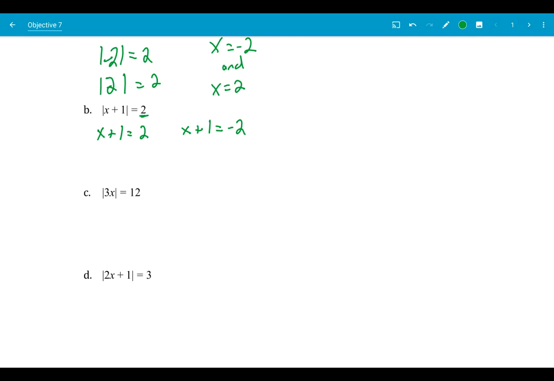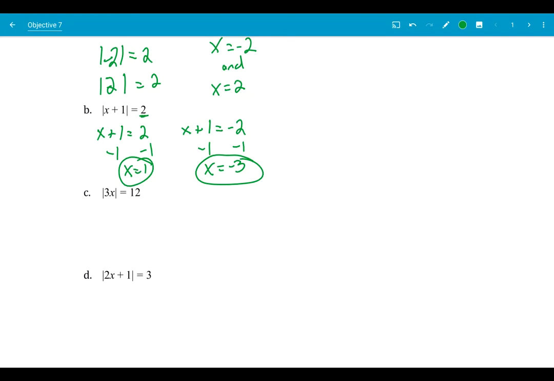So here we start off with the absolute value of x plus 1 equals 2. Well, you know that if x plus 1 simplifies to 2, that'll work. But if it simplifies to -2 when you take the absolute value, that'll also work. So the two equations you're going to solve are written right here: x plus 1 equals 2, and x plus 1 equals -2. All you're going to do is solve those both independently from each other, and you'll get two answers.